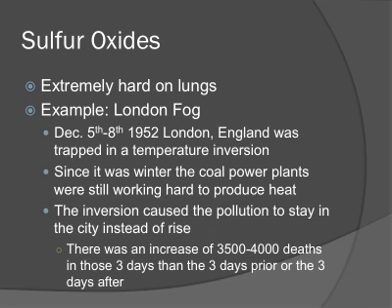One example that I want to talk about is something called the London fog. This occurred over a 3-day time frame in 1952. Basically, England was trapped in a temperature inversion. Again, like I said, when we're talking about all of these pollution problems, usually it involves a temperature inversion. And that, again, is when a warm pocket of air gets trapped underneath a cold pocket of air. Since it was winter, the coal power plants were running full steam, producing pollutants after pollutants. Since they were in a temperature inversion, the pollutants weren't rising. They were just building up more and more and more. So it caused all the pollution to stay in the city.